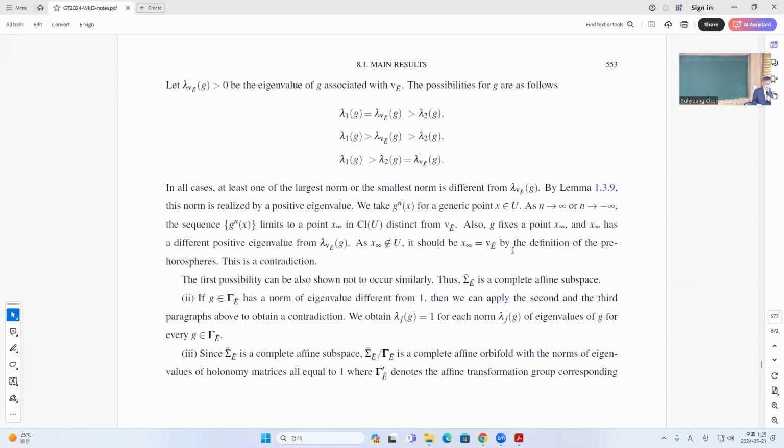But the pre-horosphere is such that only the vertex is removed, and everything else is actually in tilde O. But since U is invariant, this point has to be inside U. But that's a contradiction because the action is properly discontinuous in O, so it cannot happen in tilde O. Okay. So that's why this cannot happen.